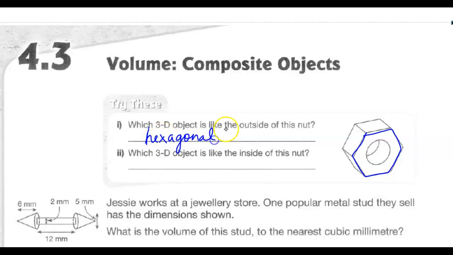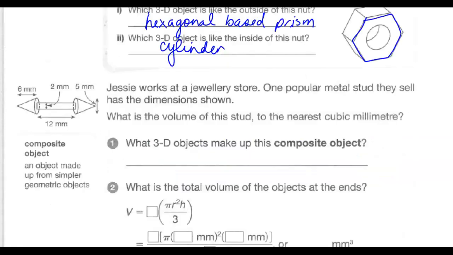Hexagonal, I'll put the word based prism. And then what's the inside? Well, that is a circle, but it's three-dimensional, right? So it's a circle drilled out all the way through. So it's actually a cylinder. A cylinder is really, I guess you could call it a circle-based prism, but we never do. It's a cylinder.